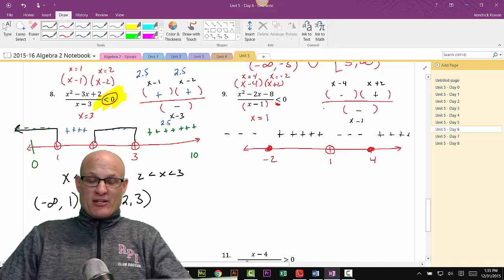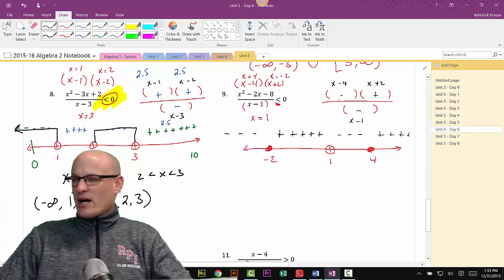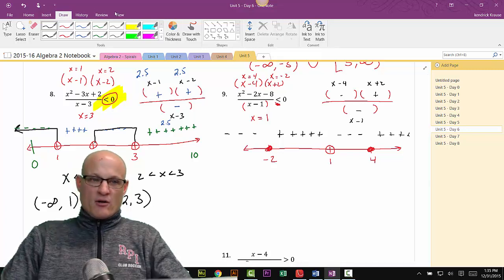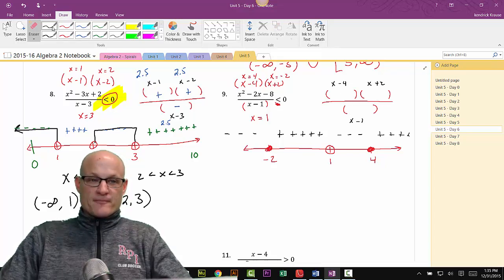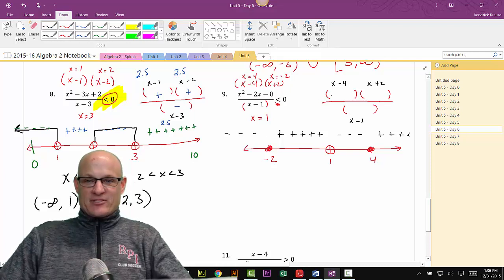But I still want to make sure, because every once in a while I'll throw you a trick, or I'll throw something different at you, or I'll just try to mess with you a little bit. So let's try a different number. Let's try negative 10. Negative 10 minus 4 is negative. Negative 10 plus 2 is negative. And negative 10 minus 1 is negative. Three negatives, or an odd number of negatives, is negative. So I'm definitely right here.